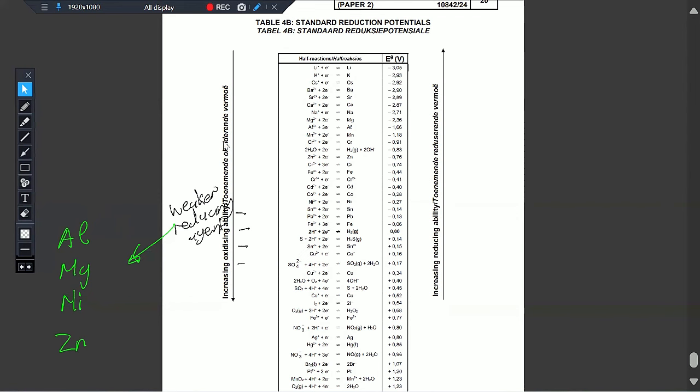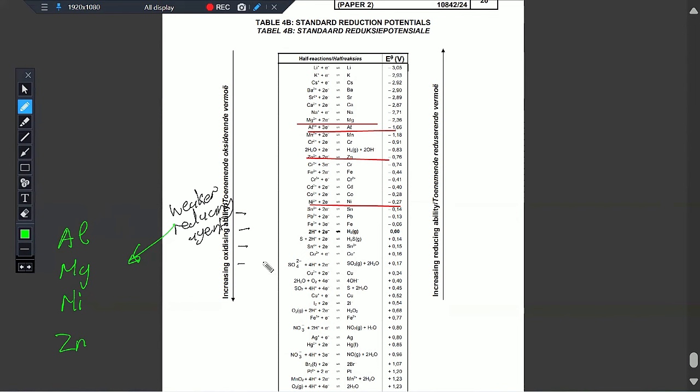Now, our aluminium is here. So let's mark everything that we have. We have aluminium, and then we have magnesium, so up there. And then what else? We have zinc, right? So it's still up there. But then let's check nickel. So nickel would have to be the weaker reducing agent.